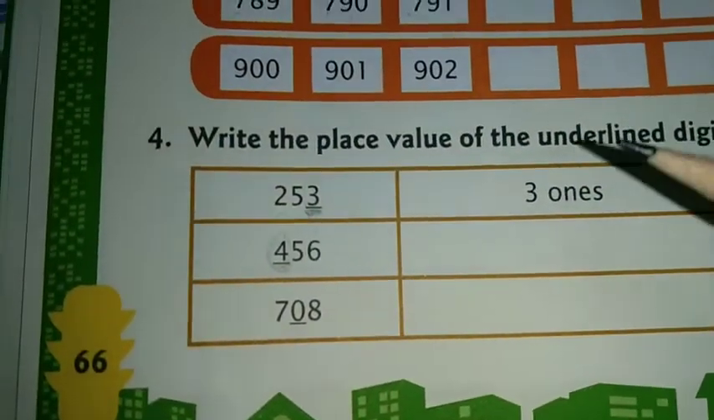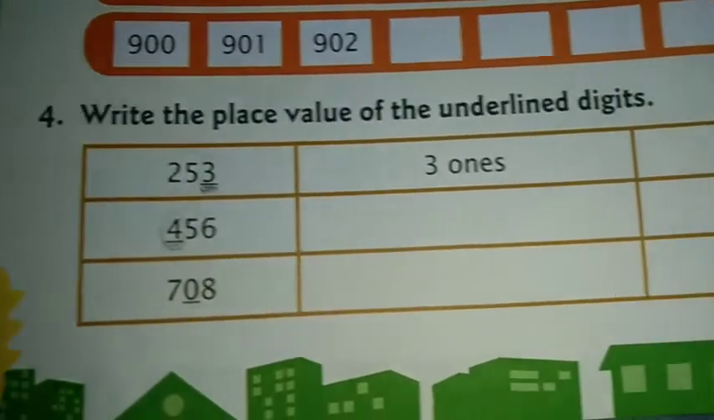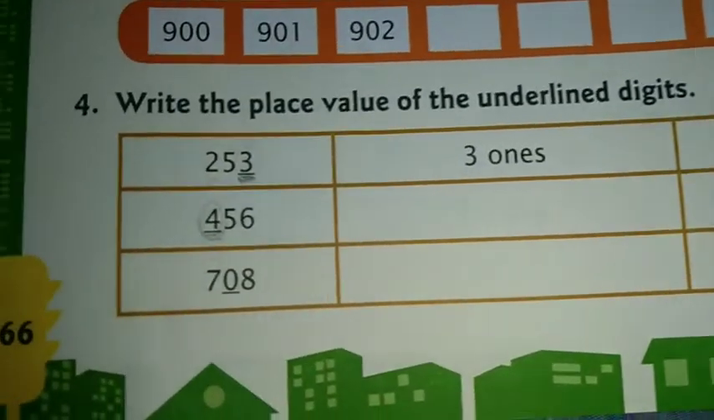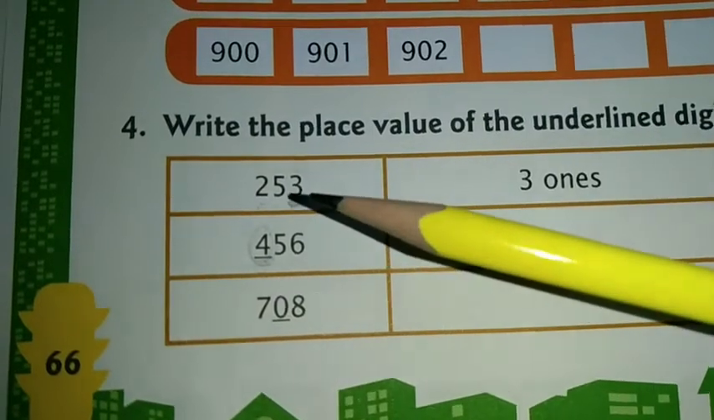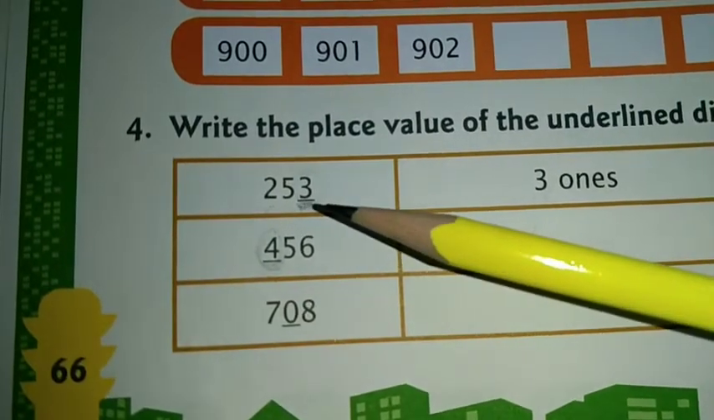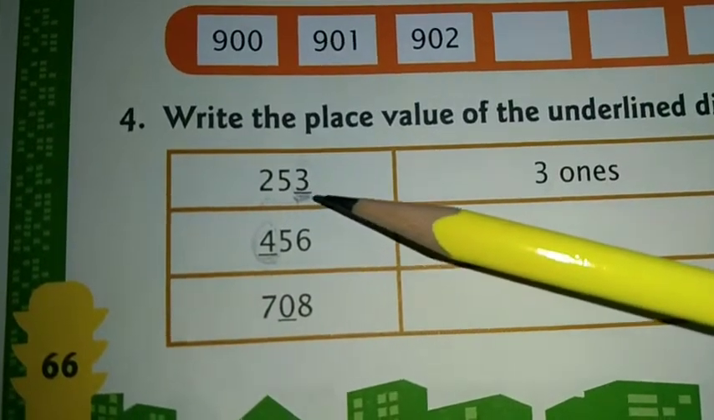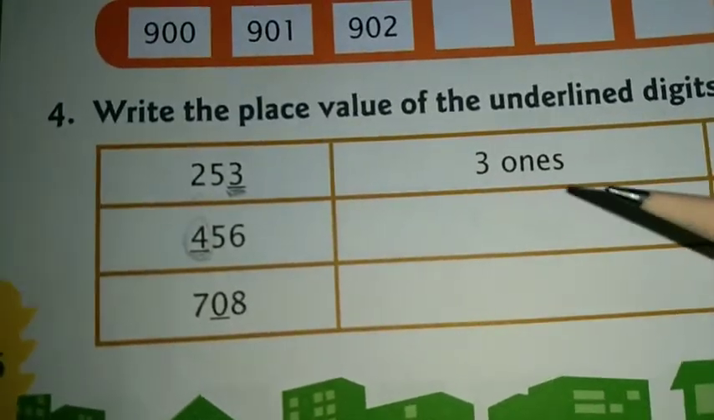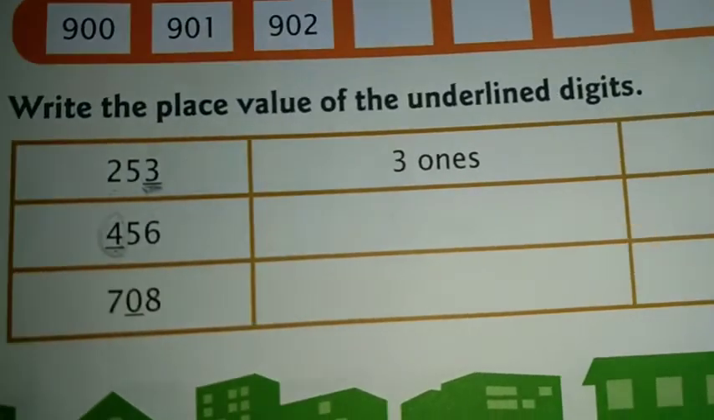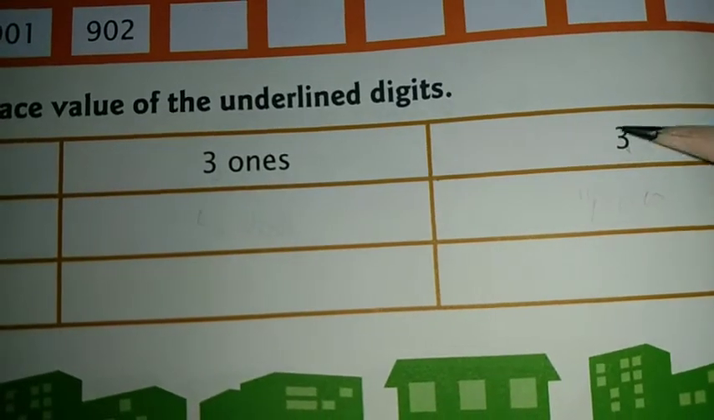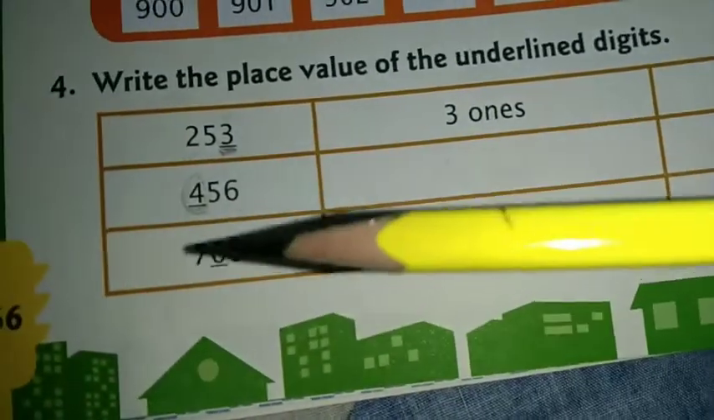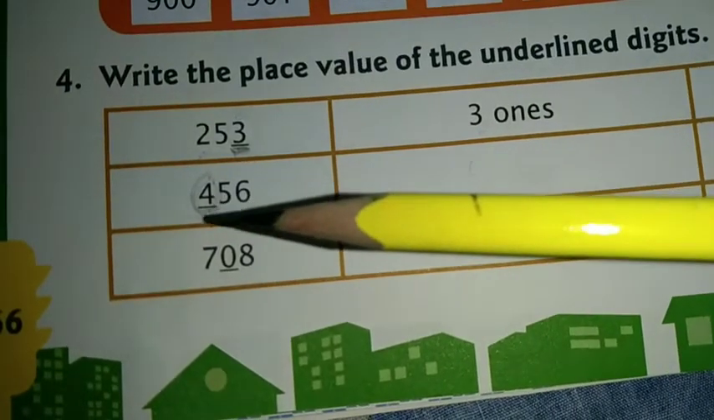Number 4. Write the place value of the underlined digits. Numbers are given here. The first one is already done in the book. 253. 3 is underlined. So the place value of 3 is 3 ones. And it is written here 3. The value is 3. In the next one, 4 is underlined.